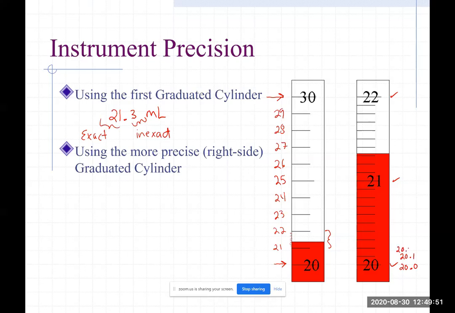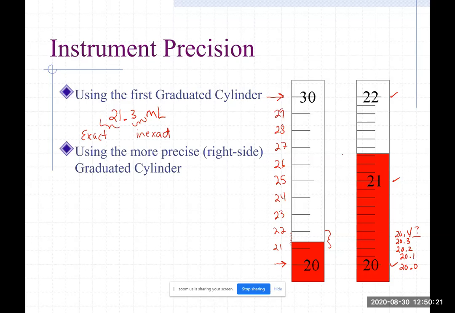20.2, 20.3, and I could keep going, 20.4. But you get the message that we're changing the numbers in the tenths place. If we're changing the numbers in the tenths place, that means we're going to estimate to the hundredths place associated with this particular graduated cylinder. And so it's more precise because the measurements are to the hundredths place, where the measurements in the graduated cylinder to the left were to the tenths place.